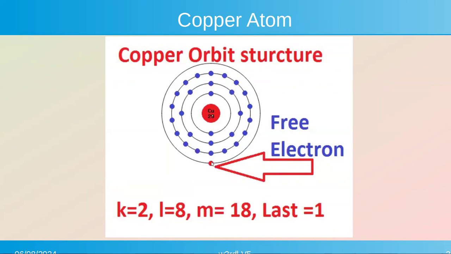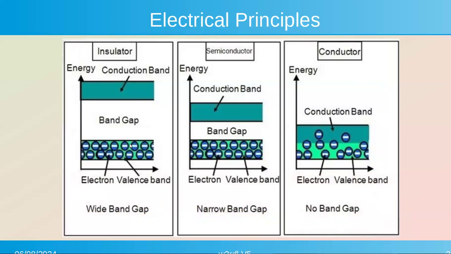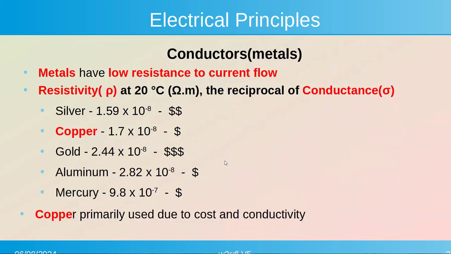Yeah, we've seen this before, just showing the single free electron in copper. And just another chart showing the conduction and the valence bands. The important thing there was the band gap, which will come up when we talk about solid state stuff. Most metals typically have very low resistance to current flow at room temperature.